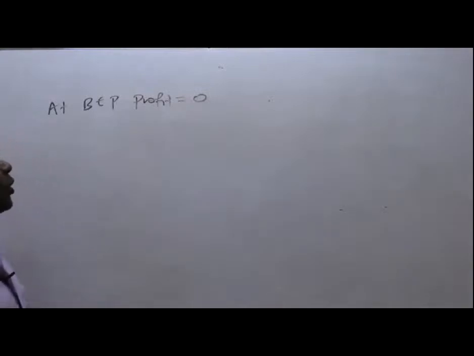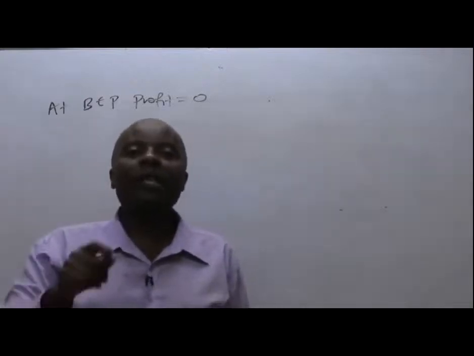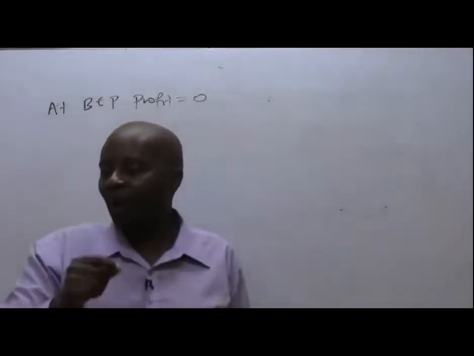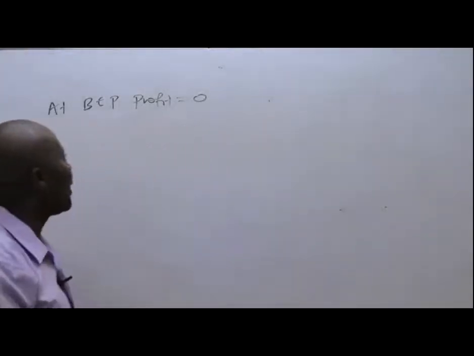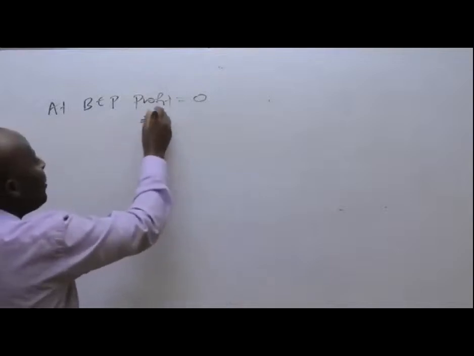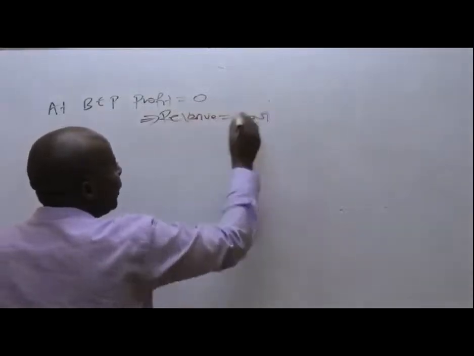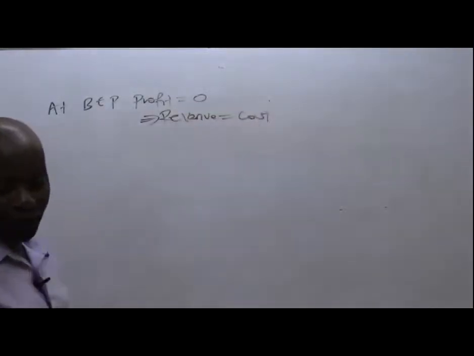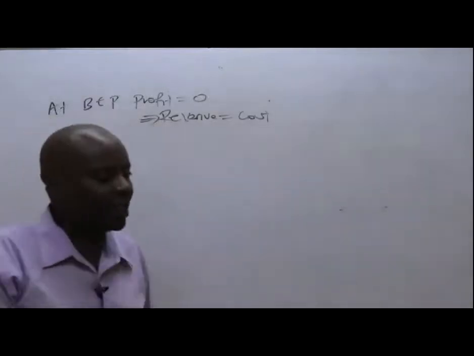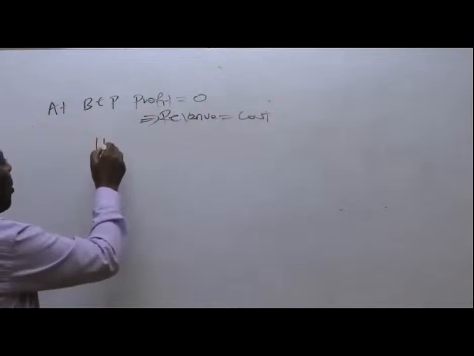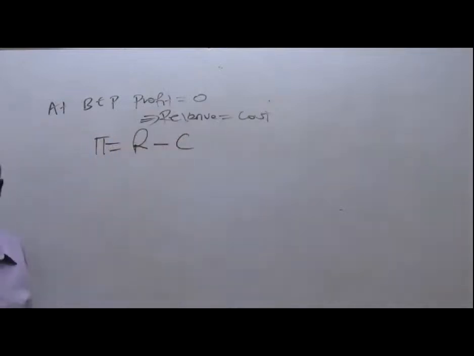What I don't know is whether there is any student who is able to remember the formula of getting break-even point. Very good. Carol has also come up with a very good approach, saying that at break-even point, basically, revenue should be equal to cost. We know that our profit equals revenue minus cost.